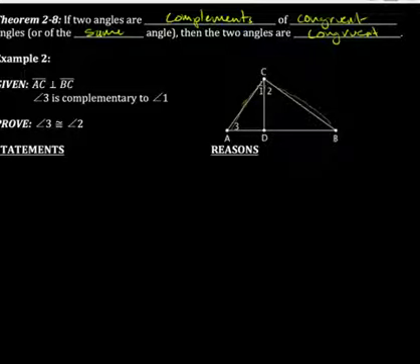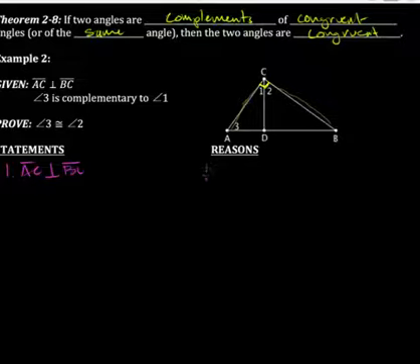So let's go ahead and mark this right angle right there, so we don't forget that those two things are perpendicular. We also know that angle 3 and angle 1 are complementary. So how does that prove that angle 3 is congruent to angle 2? Well, let's start with this first piece of given information, that AC is perpendicular to BC, and the reason would be given.